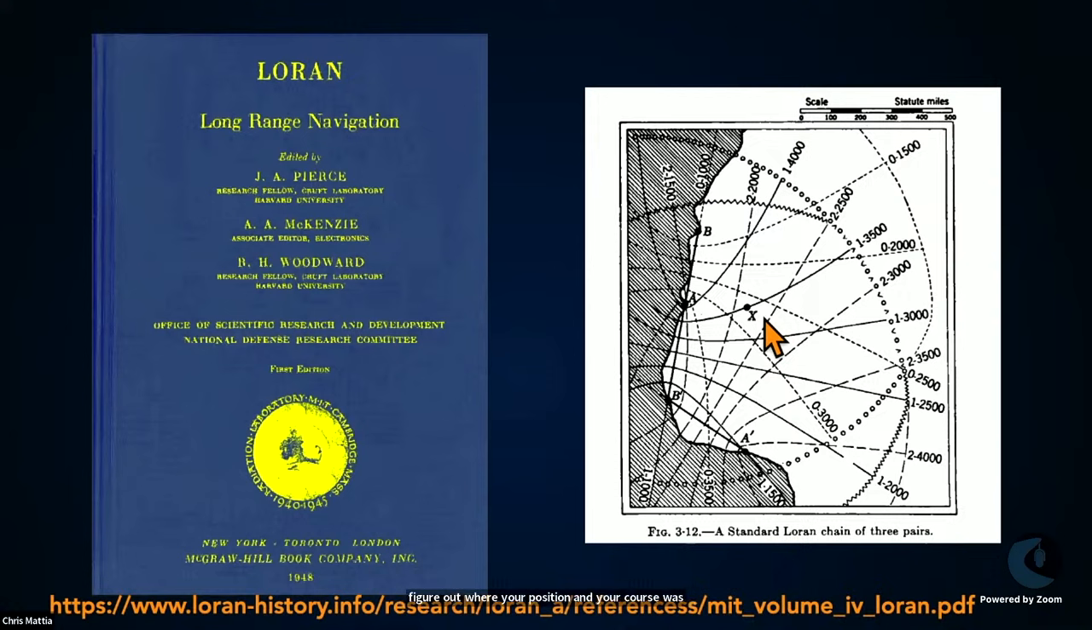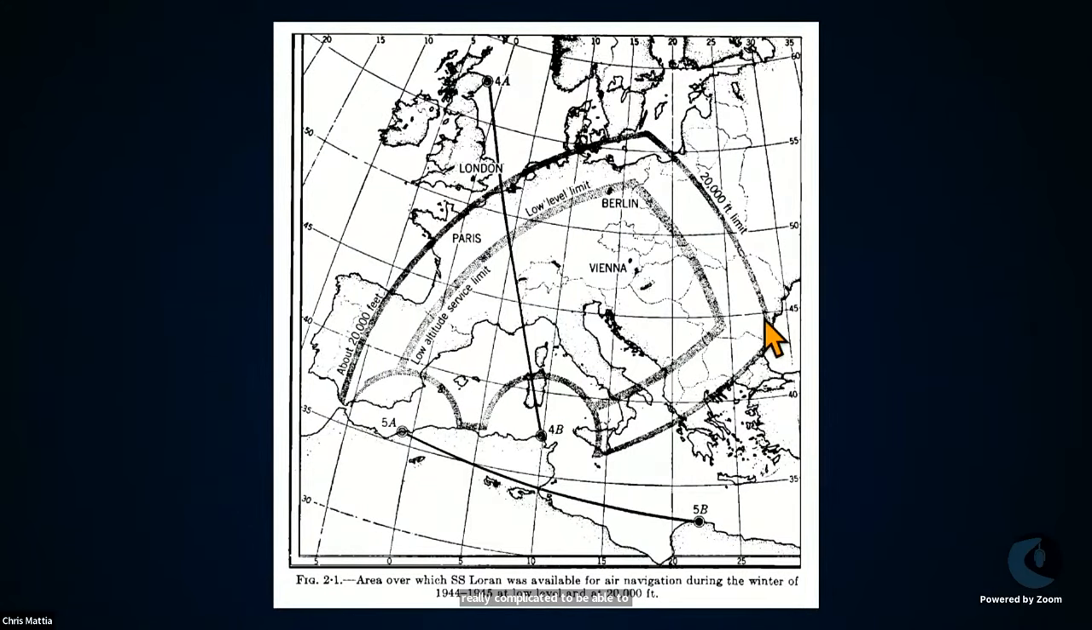And it actually worked pretty effectively. However, it was really complicated to set up and operate. During World War II, the Allies had various different Loran stations set up around Europe. And this is what the Allies were using for aerial navigation across the European theater.